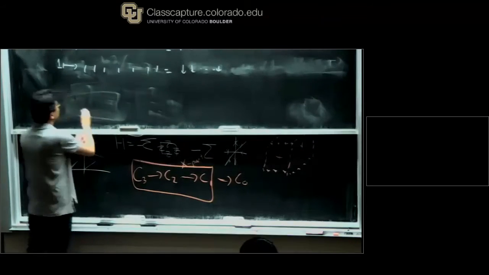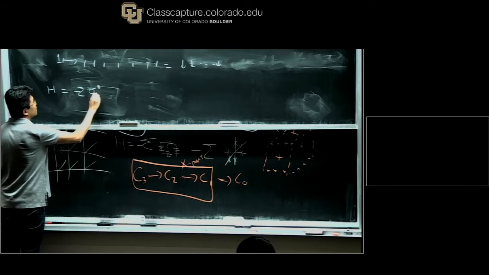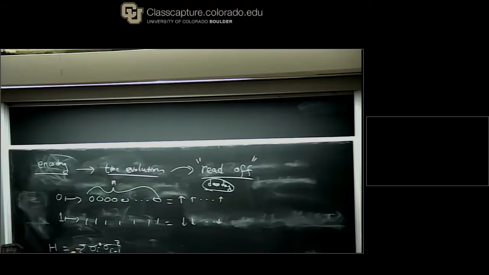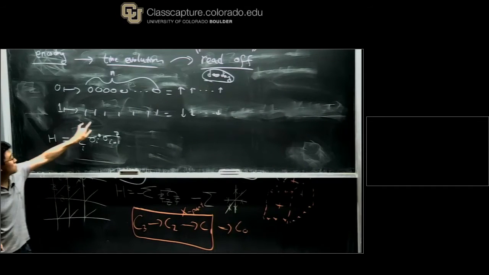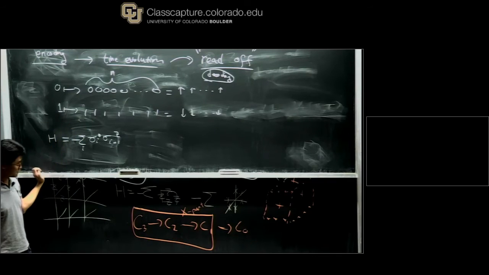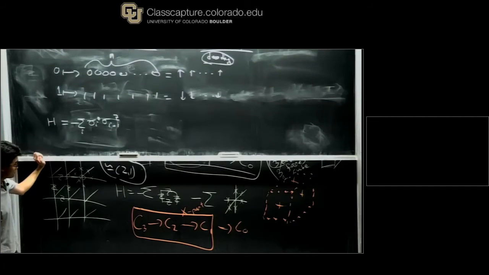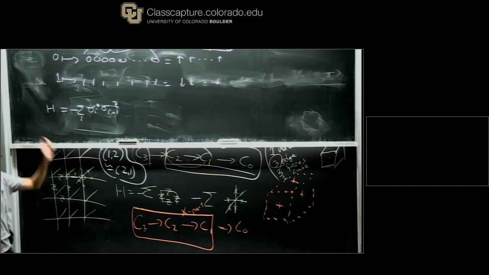So I could write down a simple physical Hamiltonian that enforces that nearby bits are aligned. That's my simplest possible Ising memory. Well, of course, you can go to the higher dimensions if you wish, but let's focus on the one dimensional case first.